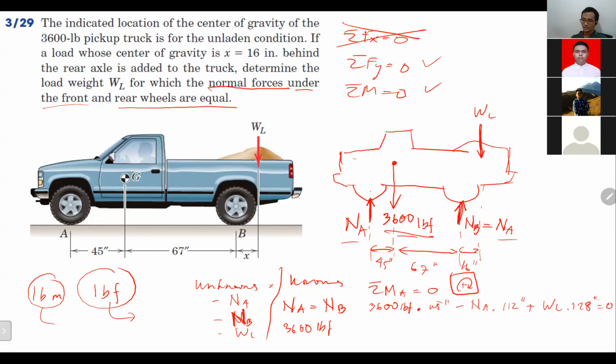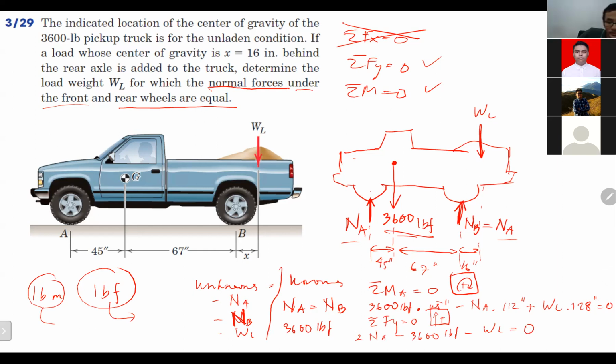The next equation that we're supposed to use is sigma Fy equals to 0. As usual, pointing up is positive and pointing down would be negative. We have NA plus, we have 2 NAs because NA and NB are the same, so 2NA. And we have the downward 3,600 pound force, and the downward load weight, equal to 0.